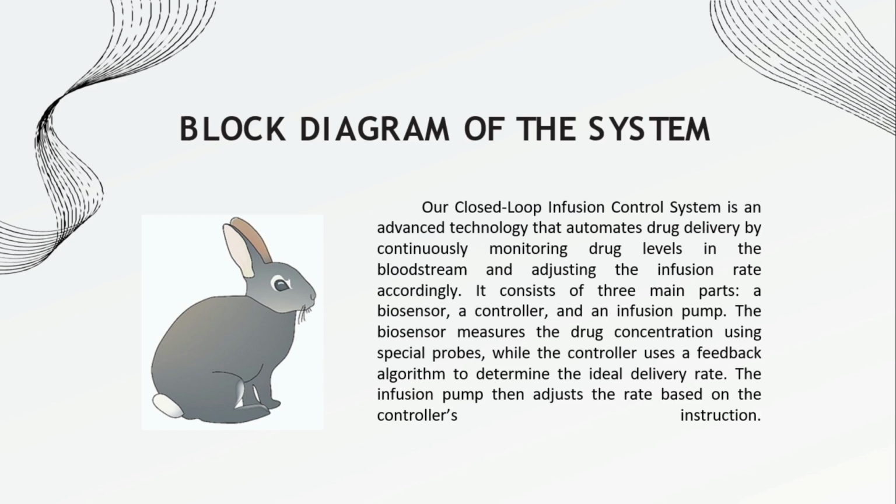It consists of three main parts: a biosensor, a controller, and an infusion pump. The biosensor measures the drug concentration using spatial probes, while the controller uses a feedback algorithm to determine the ideal delivery rate. The infusion pump then adjusts the rate based on the controller's instruction.